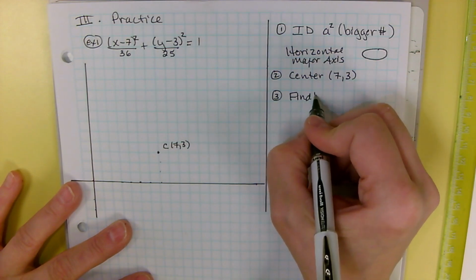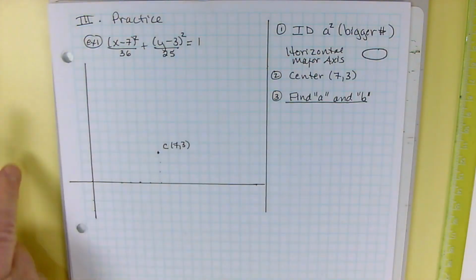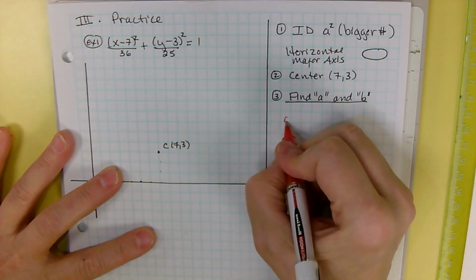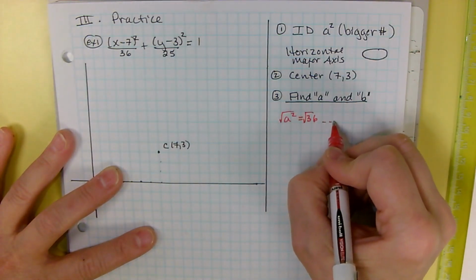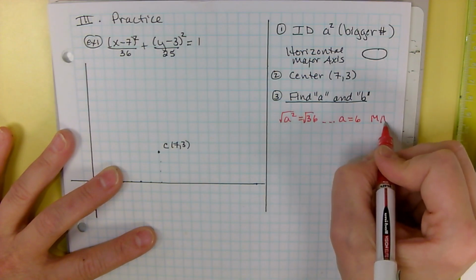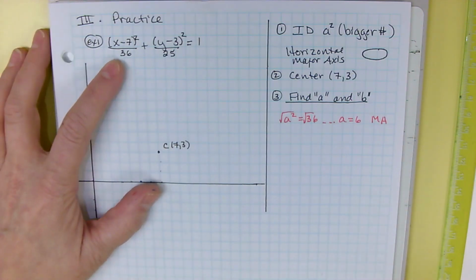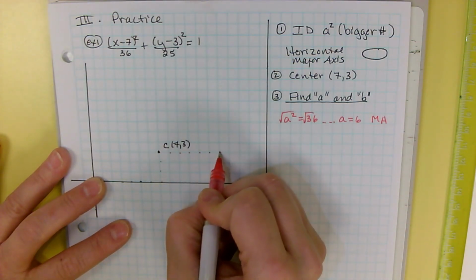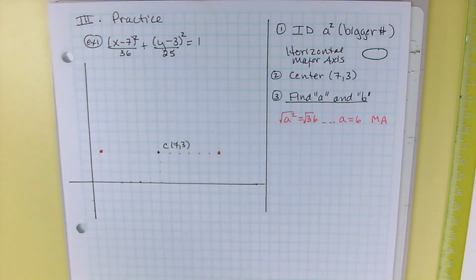Number 3, we need to find A and B because that's how much we count. Now I am going to color code this with the front. So our major axis is under the X, and I have A squared equals 36. Let's take a square root of both sides. So A equals 6 on the major axis. So because we have a horizontal major axis, or you could think of it like the 36 is under the X, from the center, count 6 right. 1, 2, 3, 4, 5, 6, make a point, and from the center, go 6 left. And we will label those in a second.